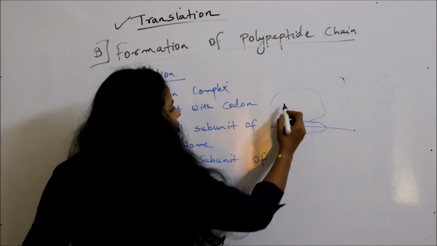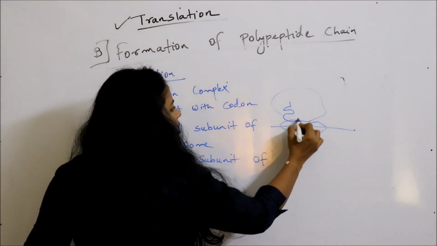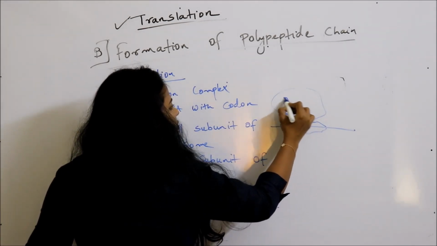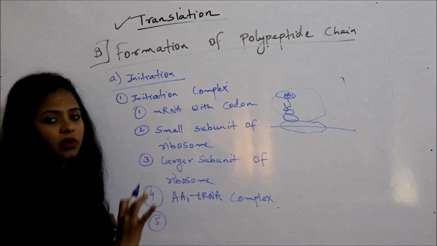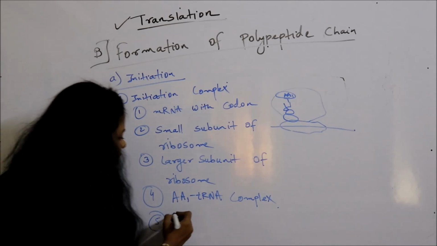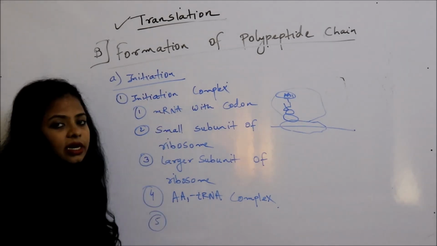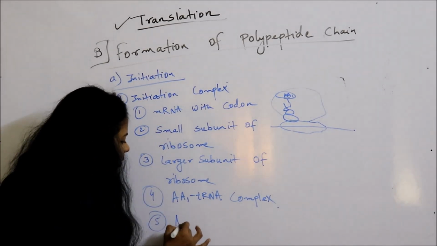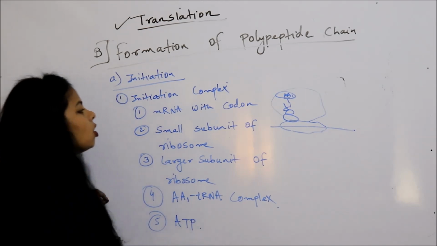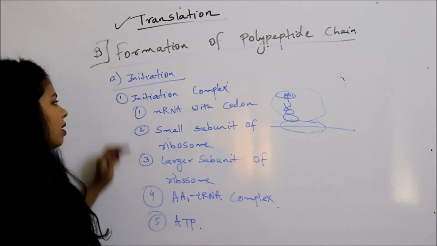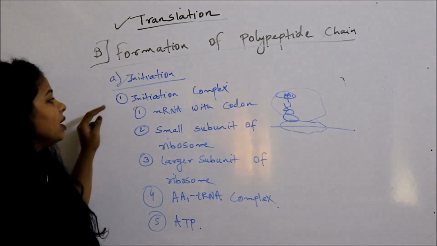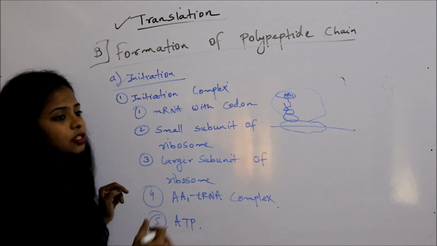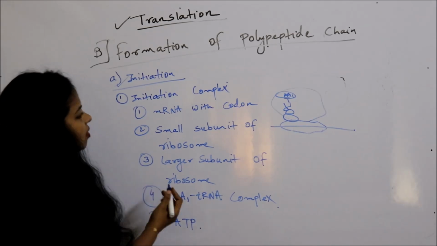So you have first tRNA with the first amino acid, AA1. You need all these things. Now for energy, for carrying out this entire process, you need ATP molecules. So all this is required for initiation. Now the initiation complex is done. What else you require is the initiation factors.